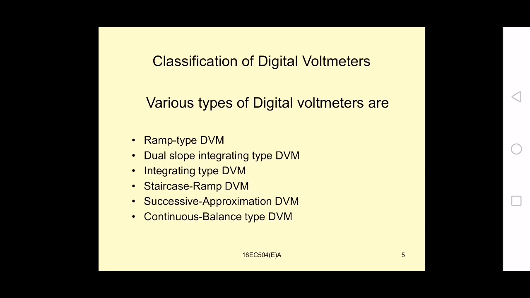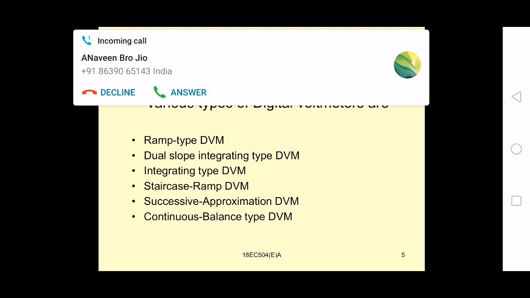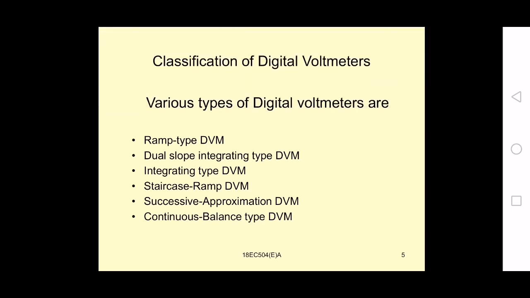In our diploma syllabus we have the working principles of the ramp type DVM and the successive approximation digital voltmeter. You will study all these types of digital voltmeters in BTech, when you are pursuing your Bachelor of Engineering or BTech, with explanation and working. But in our syllabus we have only the ramp type DVM and the successive approximation type digital voltmeter.